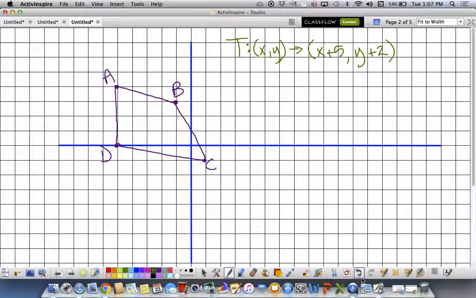The first thing you're going to have to do is find the coordinates. So I want you to translate it and find the coordinates. A lot of times they will say, put the image and the pre-image on the same coordinate plane. So this is your pre-image. After you move it, that's your image.